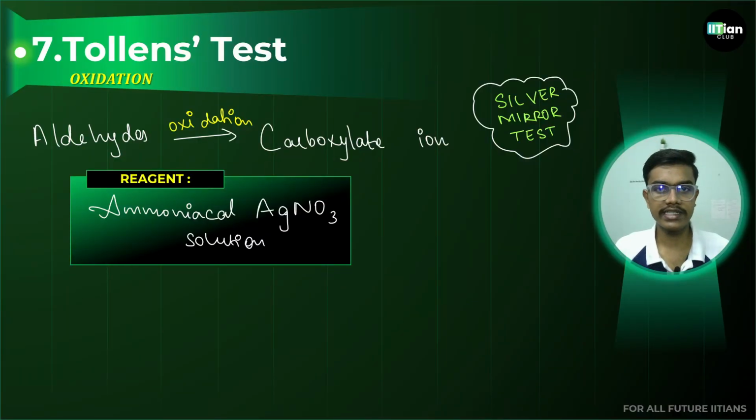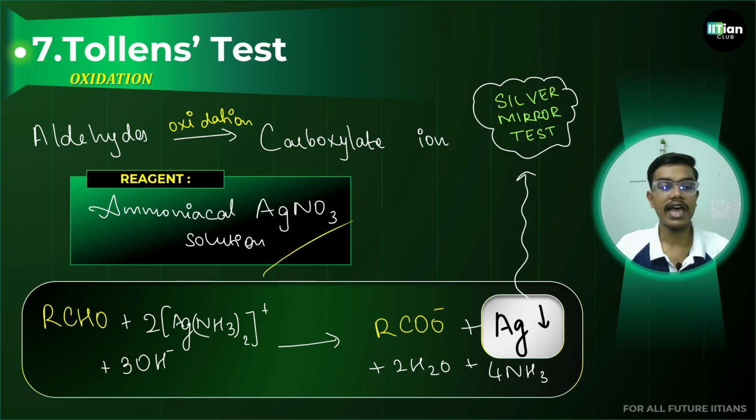Next, we have a few oxidation reactions. First, we have Tollens test, wherein aldehydes are getting oxidized to carboxylate ion, and we can detect the presence of aldehydes. The reagent over here is ammoniacal silver nitrate, and you see that it is forming Ag as precipitate, which gives a silver mirror lining in the test tube, which you can easily find.